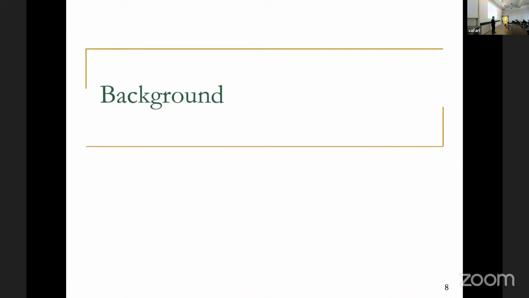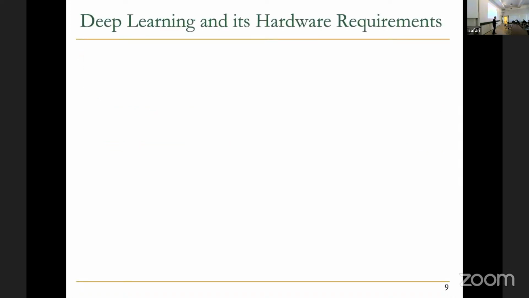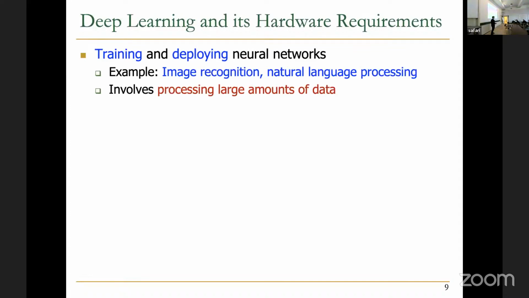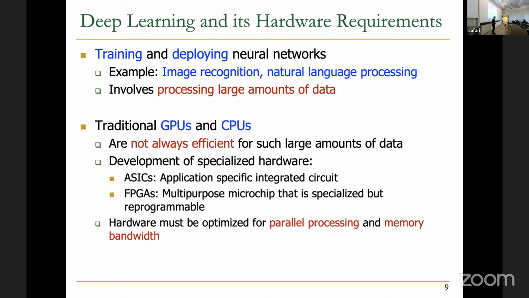Okay, so let's start with the background. First of all, what is deep learning and what are its hardware requirements? Deep learning basically is the training and deployment of neural networks, like image recognition or natural language processing. And as such, it involves large amounts of data. We need to process a large amount of data.